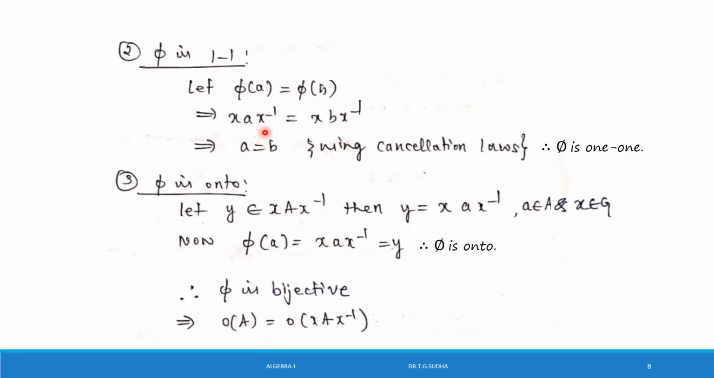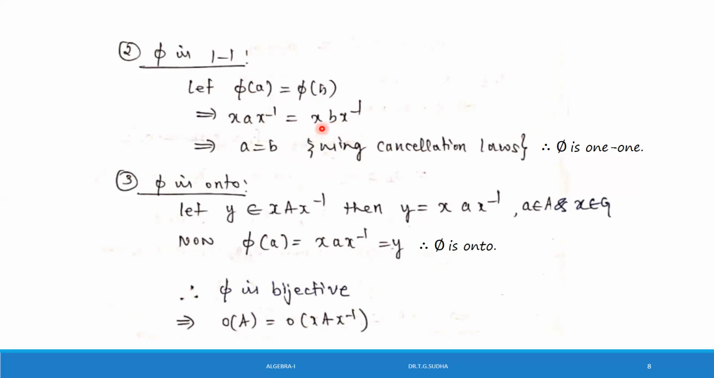Now, next, let us show that phi is 1, 1. Let us assume that the two images are equal. That is, phi of A is equal to phi of B. We need to show that A is equal to B. By the definition of phi, we can write this as x a x inverse is equal to x b x inverse.